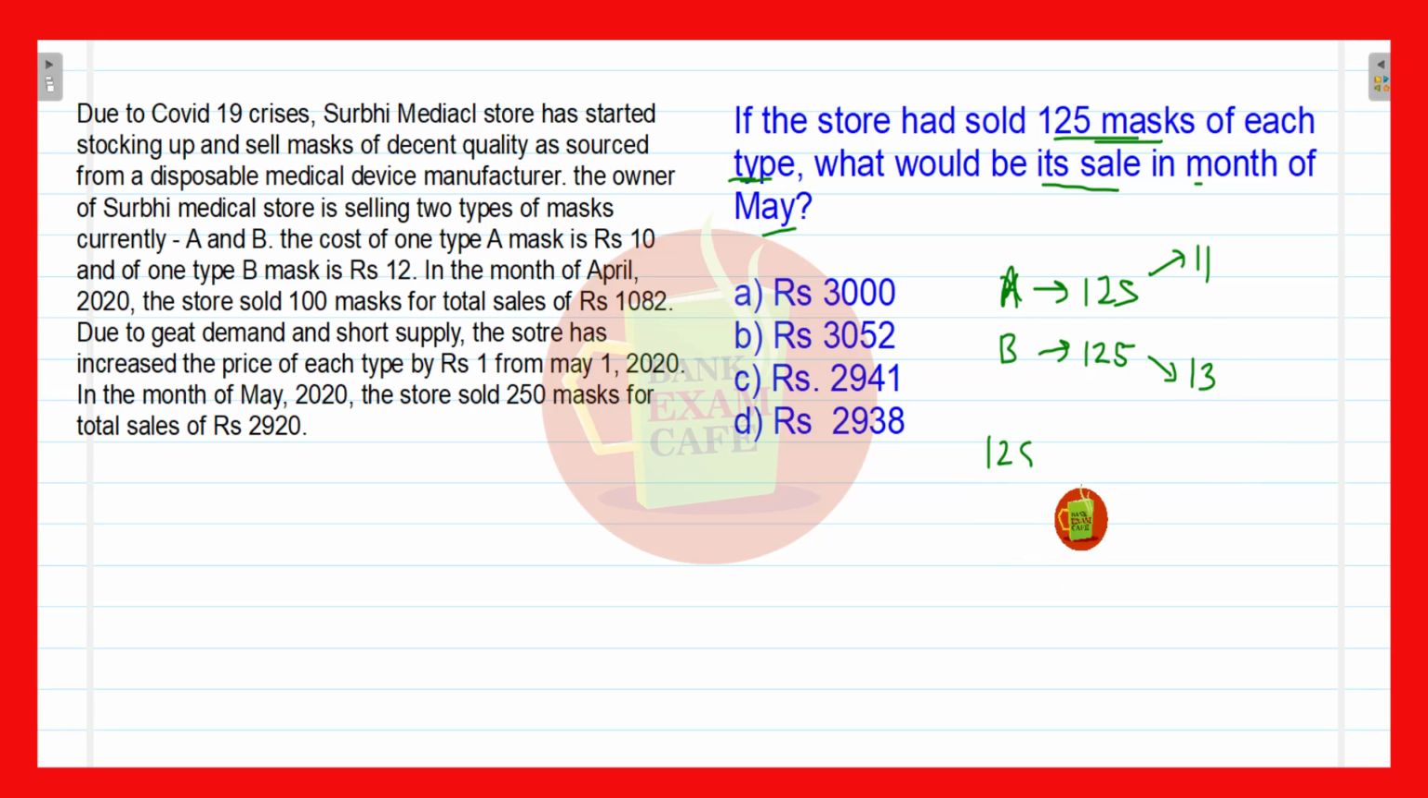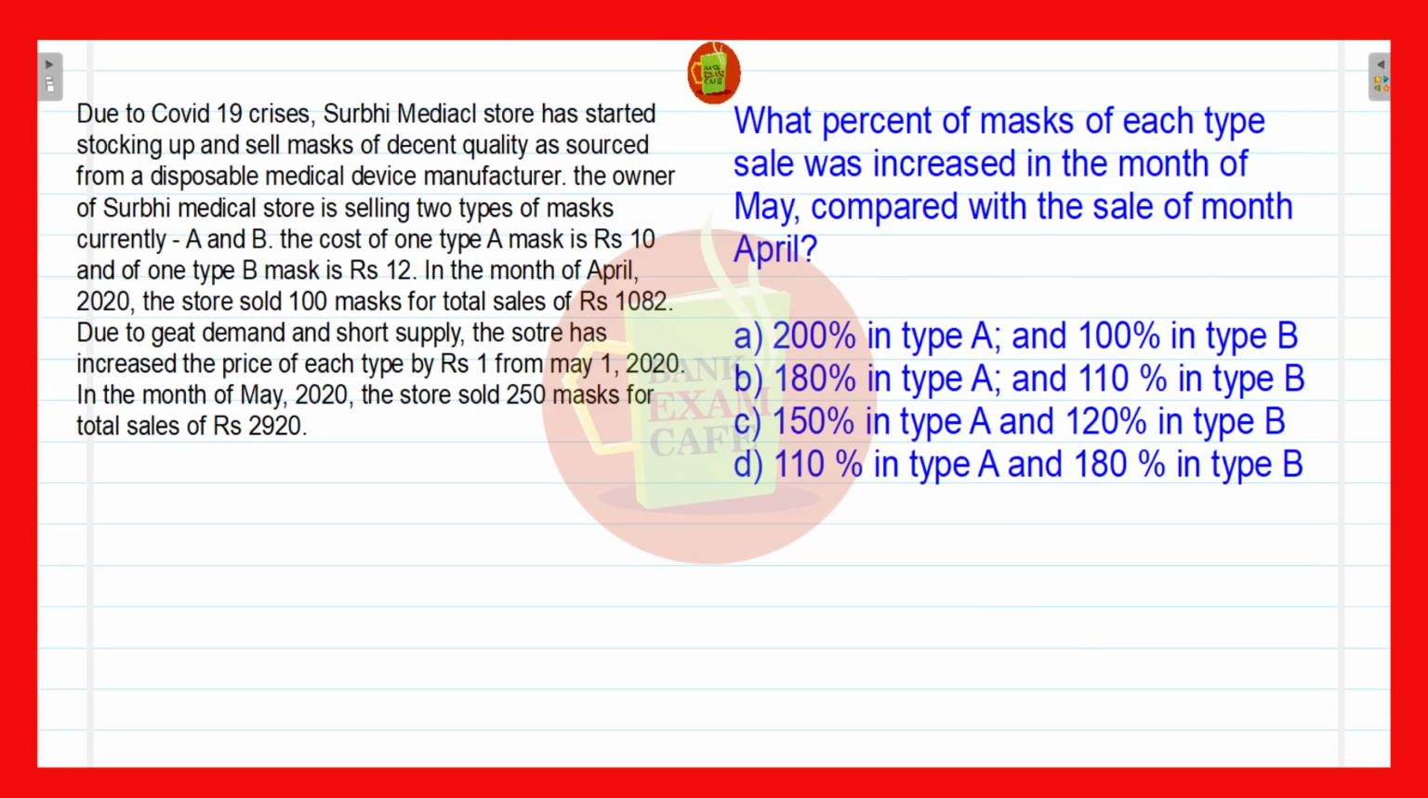So it is 125 into 11 plus 125 into 13, and here 125 will be the common factor. Inside the bracket it will be 11 plus 13. This way you can solve, and if you solve this you get rupees 3000, and therefore the correct option is the A option, rupees 3000. Now move to the next question.